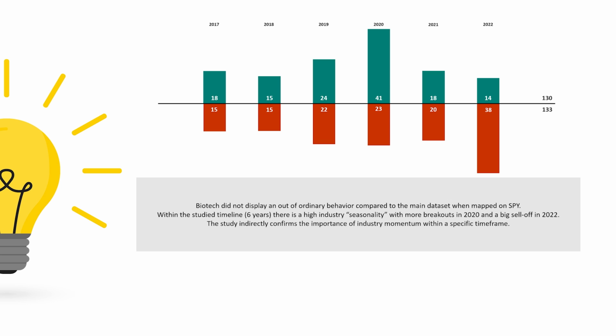On my side, as a conclusion, biotech did not display an out of ordinary behavior compared to the main dataset when mapped on SPY. Within the study timeline of 6 years, there is a high industry seasonality with more breakouts in 2020 and a big sell-off in 2022. The study indirectly confirms the importance of industry momentum within a specific time frame.